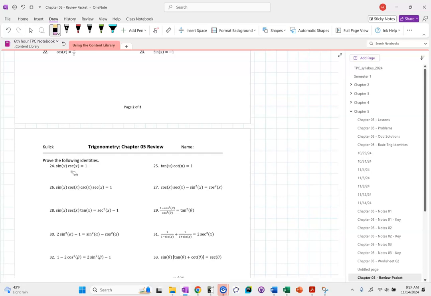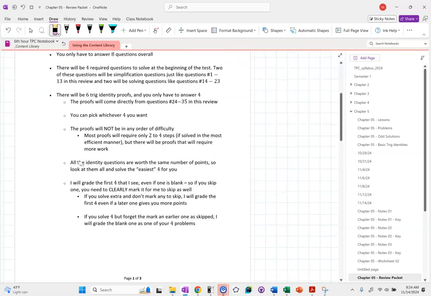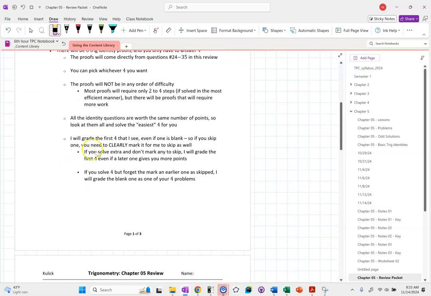And don't be shy about those X's. Make them large and in charge. If you solve more than 4 and don't mark any to skip, I'm just going to grade the first 4 that I see. I'm not going to grade extras. It's up to you to know that, hey, this one went really nice, this feels better than that other one, so I'm going to put an X through one. Even if I did 5 or 6 of them, you need to pick which 2 you don't want me to look at. I'm not going to do it for you. Everybody's okay?